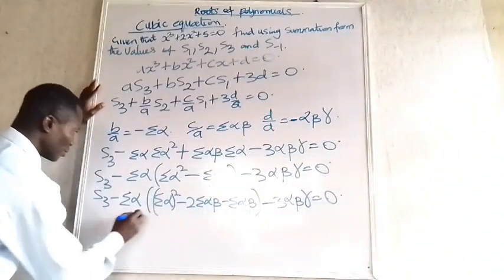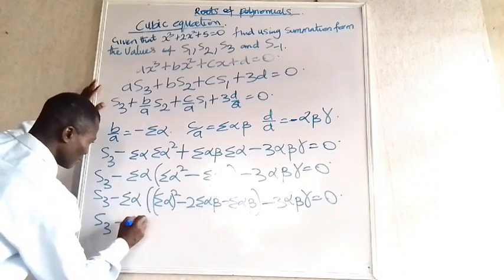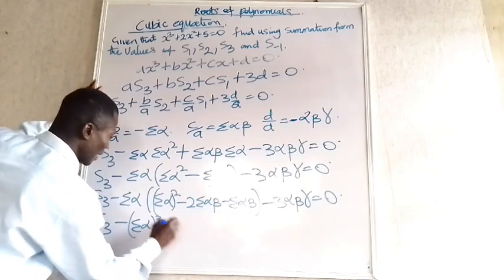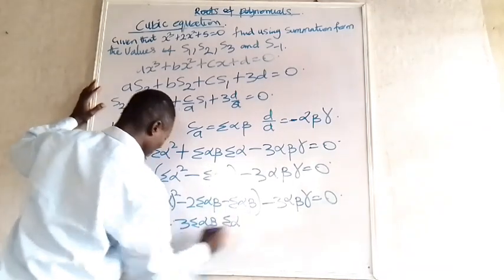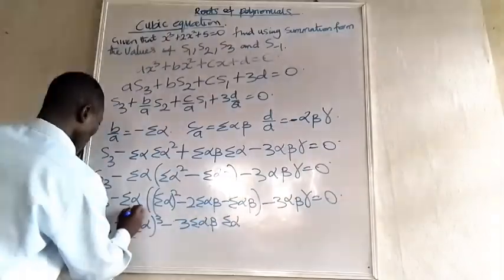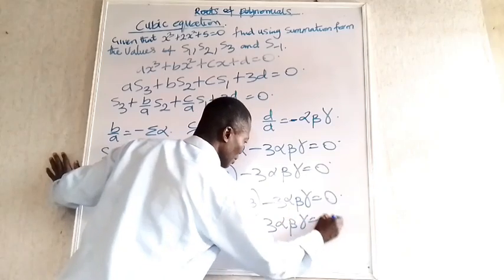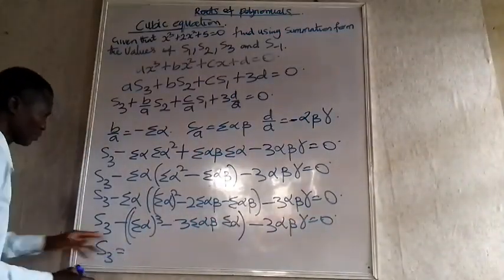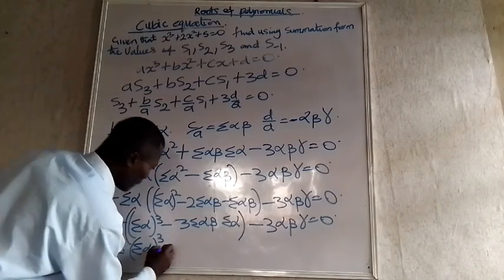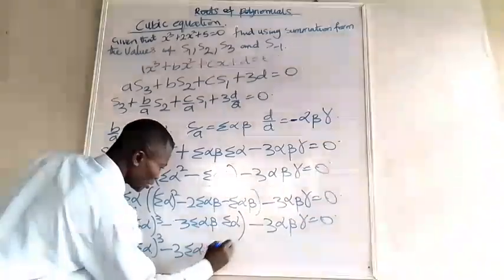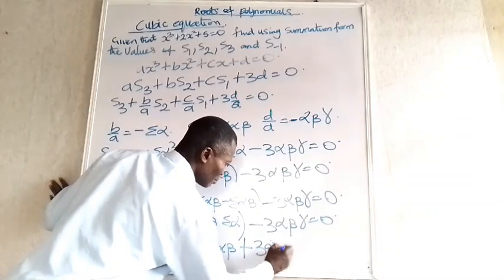And we are going to have this to be S3 minus, when we multiply this out and work this out, we are going to have summation alpha all cubed minus 3 summation alpha beta summation alpha. Okay, this one will cover this. Minus 3 alpha beta gamma equals 0. So S3 will be equal to summation alpha all cubed minus 3 summation alpha beta summation alpha plus 3 alpha beta gamma.